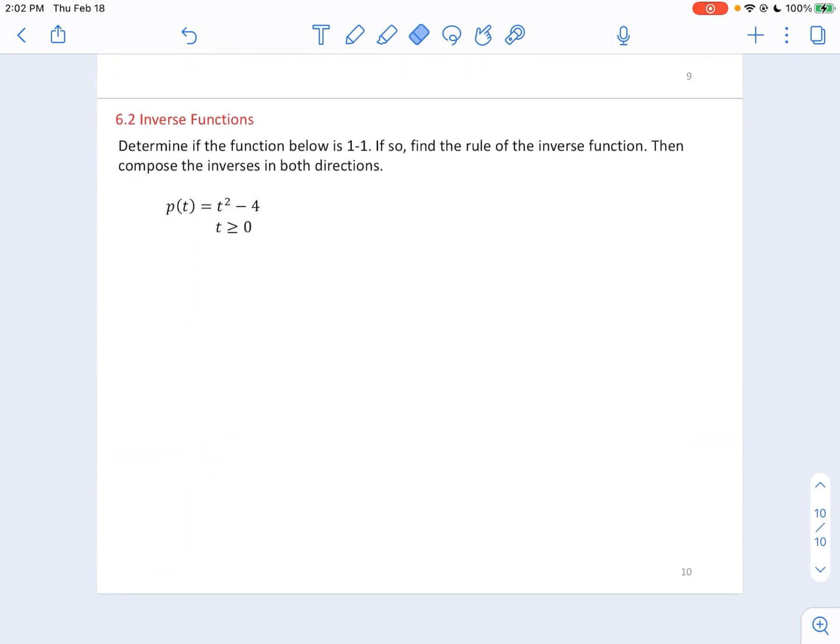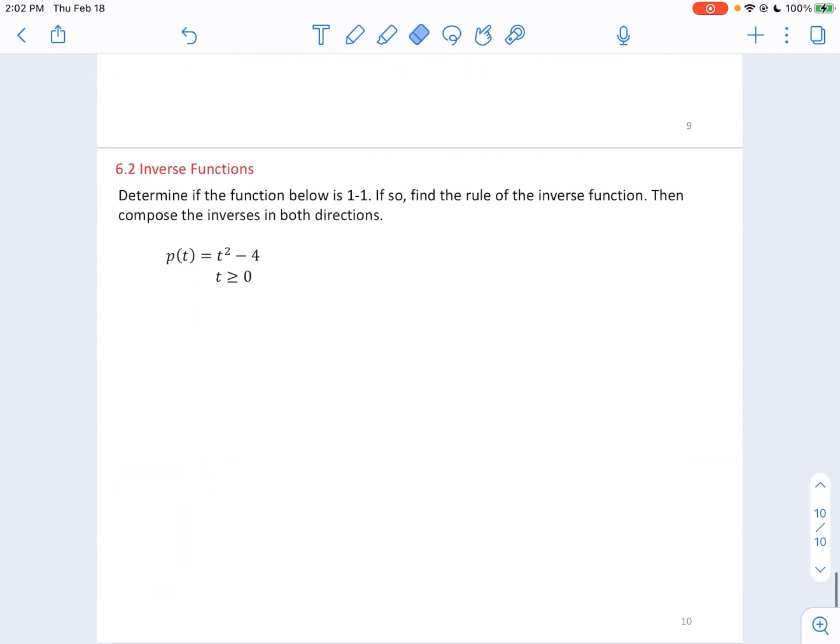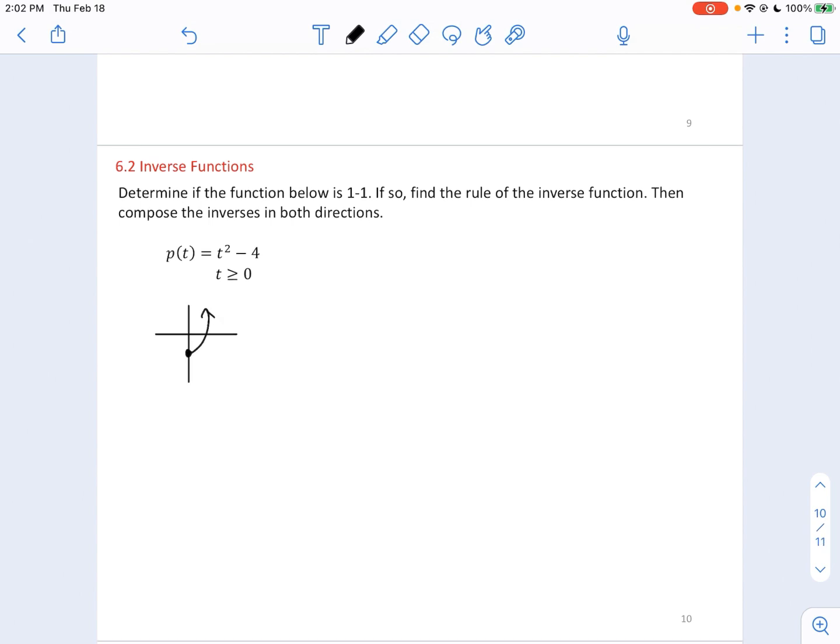Now look at this one though. This one's very similar to the last one, except it's cropped. t squared minus 4, but graph it only for t bigger than 0. So we only have half of the parabola. This is one-to-one. So we're going to find the inverse function.